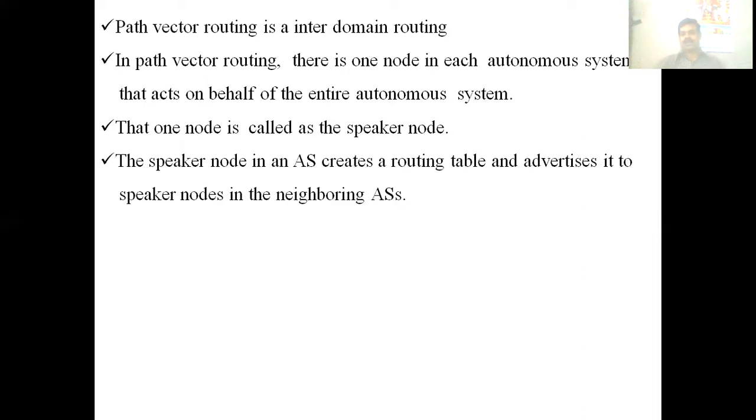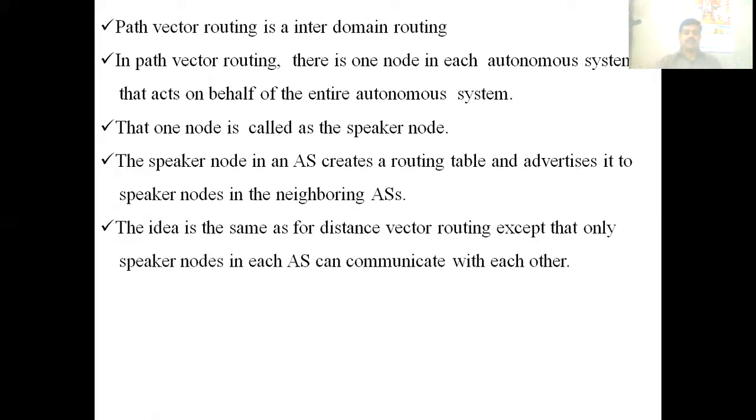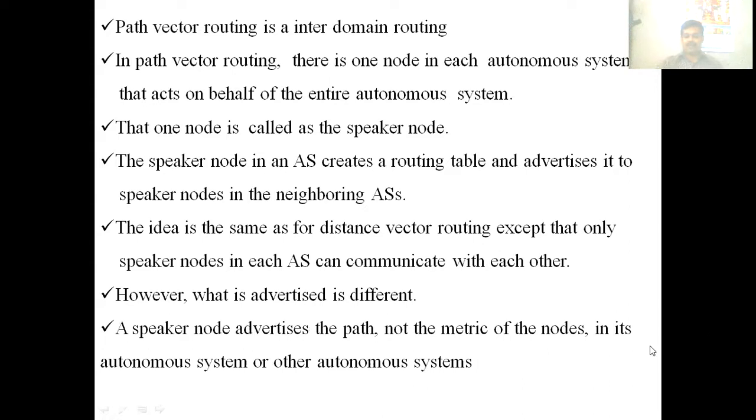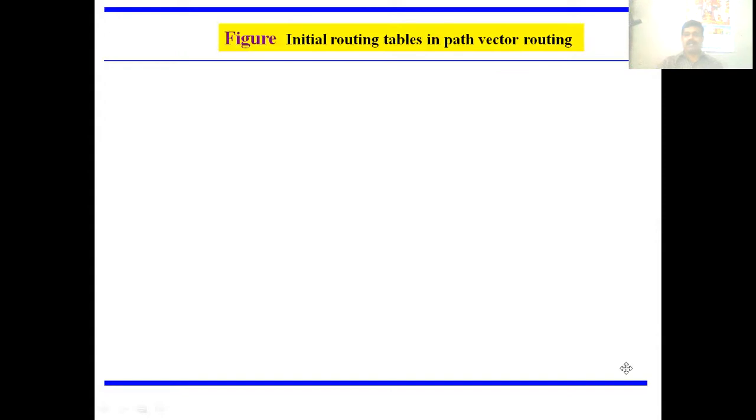The speaker node in an autonomous system creates a routing table and advertises it to the speaker nodes in the neighboring autonomous system. The idea is the same as distance vector routing, except that only the speaker node in each autonomous system can communicate with each other. Here the advertisement is also different. The speaker node advertises the path and not the metric of the nodes in the autonomous system or other autonomous systems.